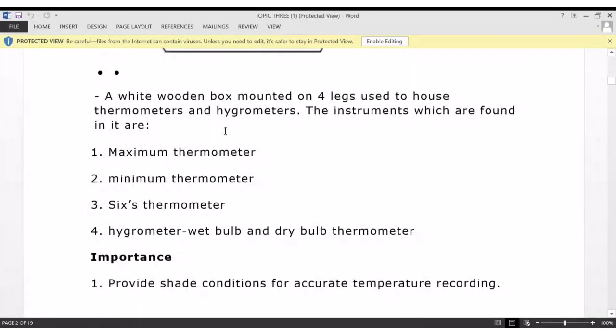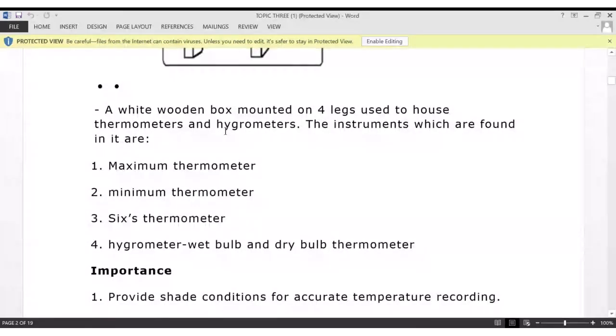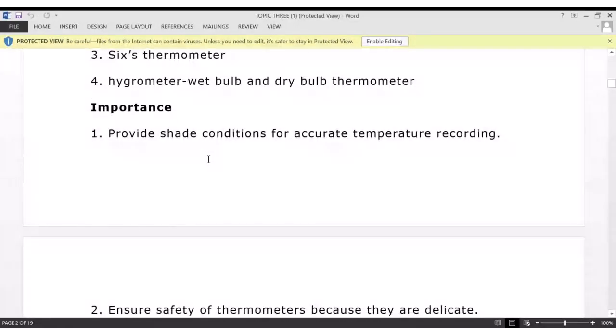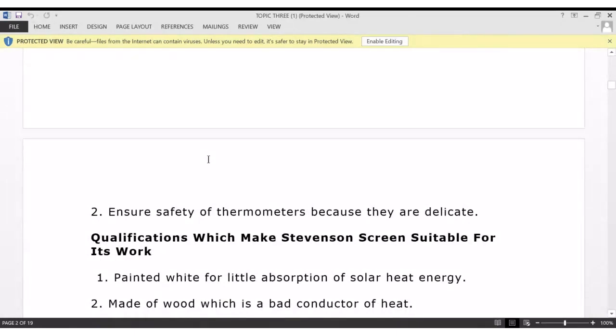It is a white wooden box mounted on four legs used to house thermometers. The instruments found inside there are the hygrometer, the six's thermometer, minimum thermometer, and the maximum thermometer. So the importance is to provide shade conditions for accurate temperatures, and to ensure the safety of the thermometers because they are delicate.